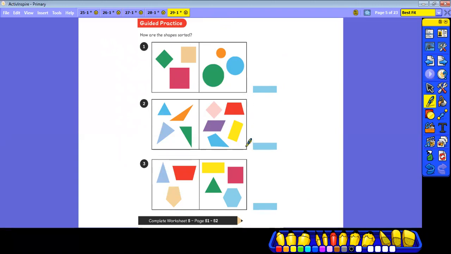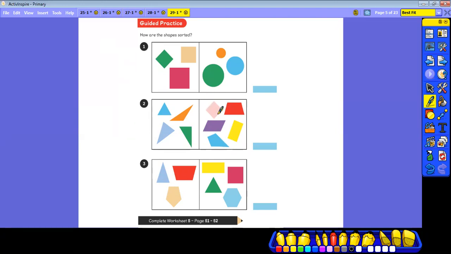What about the second set of shapes? How have they been sorted? Oh, I wonder, could it be number of sides? Could it be number of vertices? Okay, if we look at the number of sides, 1, 2, 3, 1, 2, 3, 1, 2, 3, 1, 2, 3. Are there any threes in there to trick?